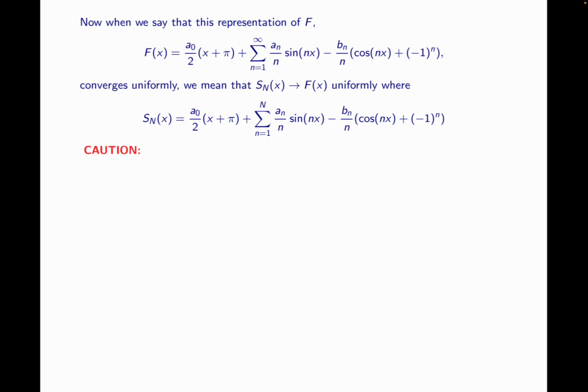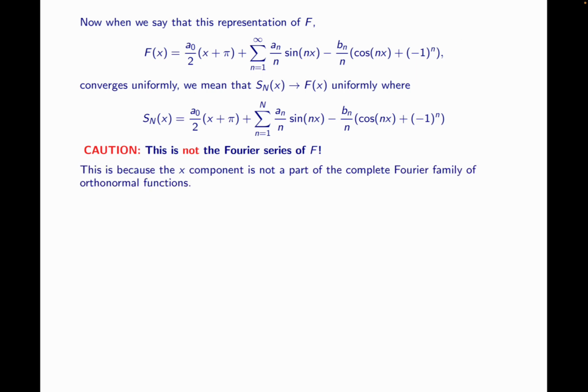We should caution ourselves. This is not the Fourier series of f. This expression here is not a Fourier series, because there's no linear term in the complete Fourier family of orthonormal functions. There's a constant term, cosine terms of every natural number frequency and sine terms of all these natural number frequencies. But there's no linear term. There's no x function. So this is not the Fourier series.